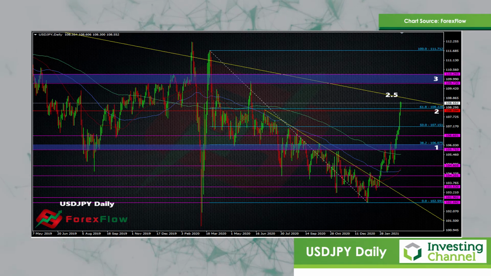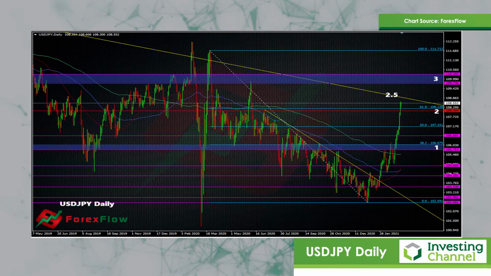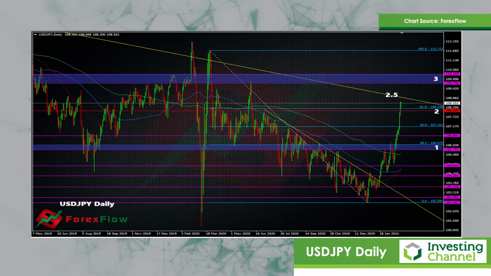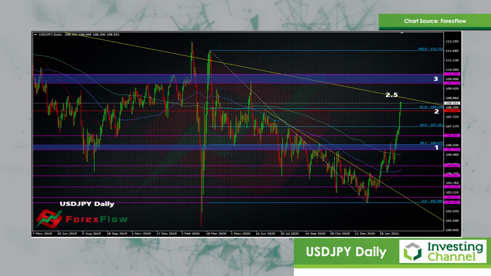If we get above this line, then we've got another big technical area around the 109, 110 area. This is level 3, as you can see on the chart there. And again, if we break that area, then we could be going anywhere. We could be going up to the 112s, 115s, maybe even 120s. But I'm not going to get ahead of myself just yet on those sorts of levels.